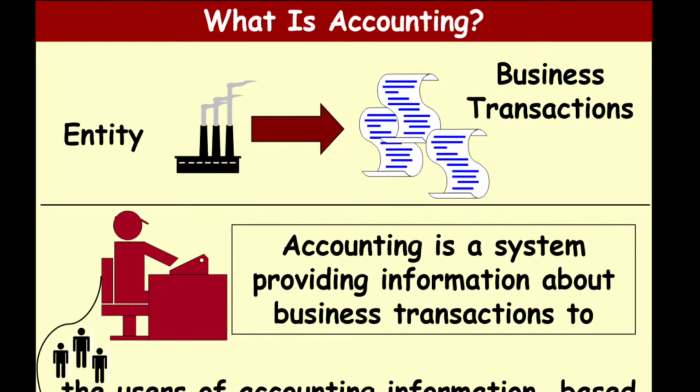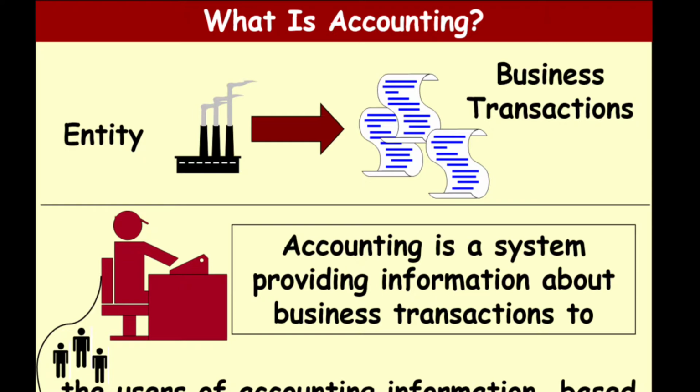So, what accounting is, is that it is a system providing information about business transactions. So, accounting is the process which records all these business transactions of the entity. Like wages is an expense, it is recorded in the accounting process. Raw materials, it's an expense, it is recorded in the accounting process. Similarly, if you sell the goods, it's a revenue, so it's also recorded.